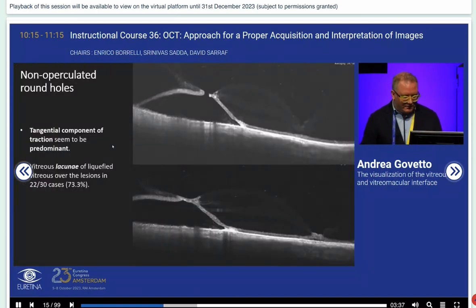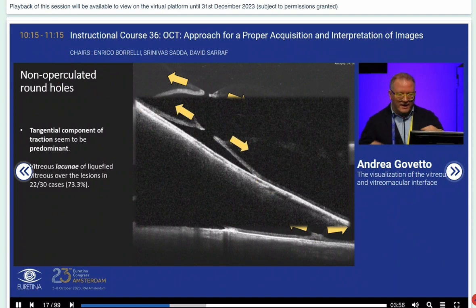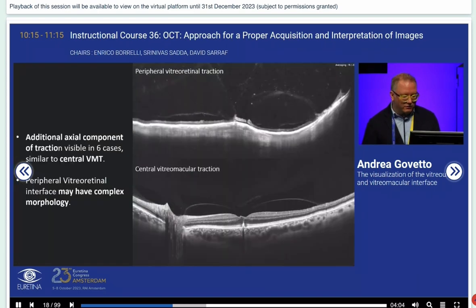So this is the most interesting thing that we discovered, that actually the atrophic holes that we all call atrophic are not actually atrophic, because there is traction there, tangential traction due to vitreoschisis. In all around atrophic holes that we found in the periphery, there was traction. That means that maybe, and you can see that the vitreous is pulling the retina tangentially, they are not atrophic, but they are due to traction. So traction is at the base of rhegmatogenous pathology.